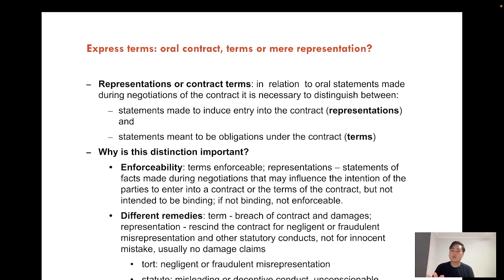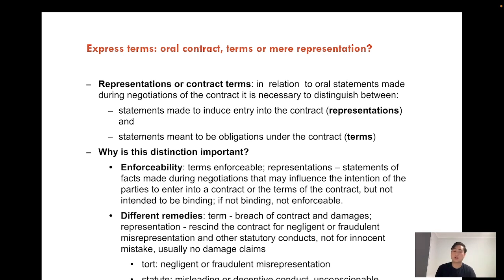Because what you sign is what you agree on, but what you sign is not what you agree on orally. Because what you sign is agreeing to the contract that is written on the paper rather than the oral agreement, which could be considered a representation. So this distinction is important because you may have agreed on something different, but when it comes to the contract in writing, it is slightly different.